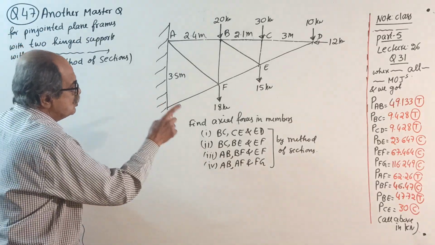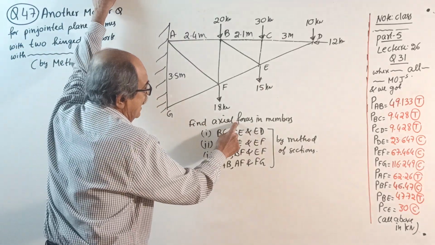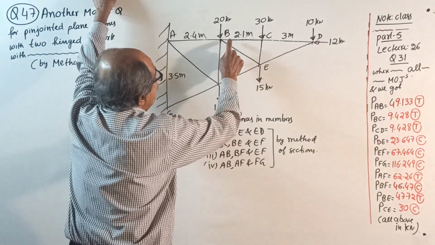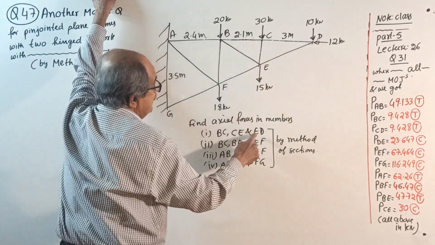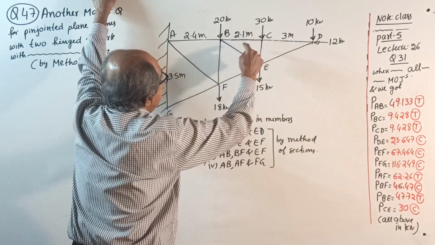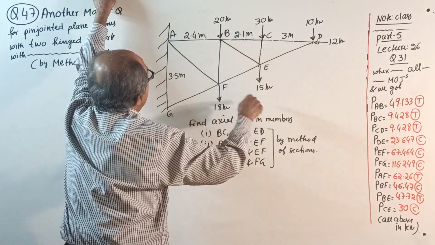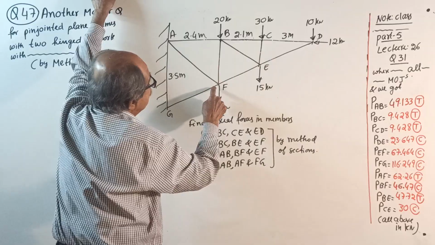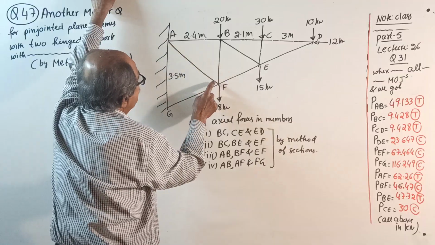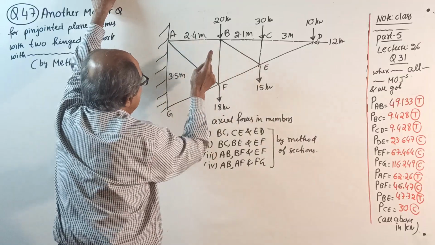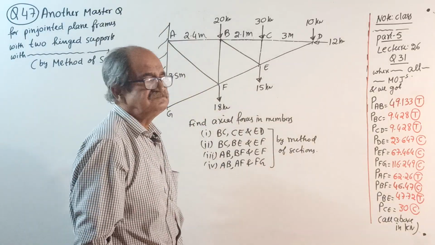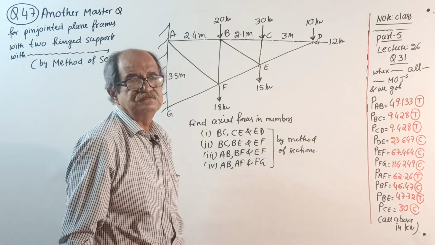Now, the question is: find axial forces in members. I wrote here BC, CE, ED, BE, EF, AB, BF, lastly AF and FG. All this I will tell by method of sections.